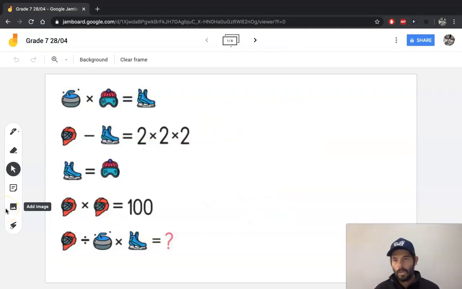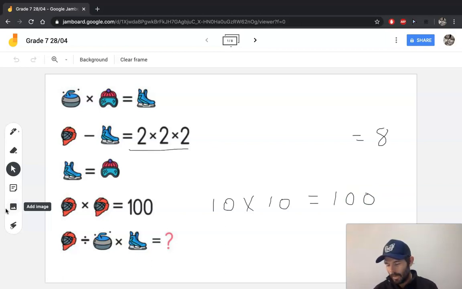Guys, well done for working through that. So there's a couple of things that we can fill in. We know that 2 times 2 times 2 is also 2 cubed, so that is going to be equal to 8. So we can have a little 8 in there just to remind us. We should know that 10 multiplied by 10 is equal to 100. So the ice hockey goalie mask will be 10. Okay, so that means I'm going to have 10 in here. The ice skate must therefore be 2 because 10 minus 2 is 8. Okay, if my ice skate is 2, I can write that in at the top.